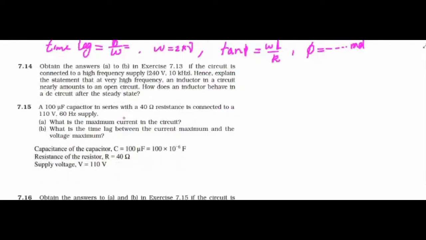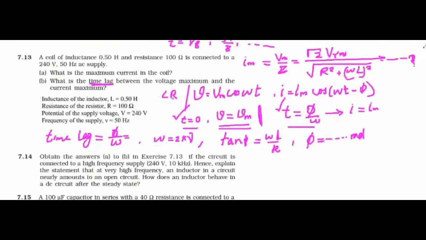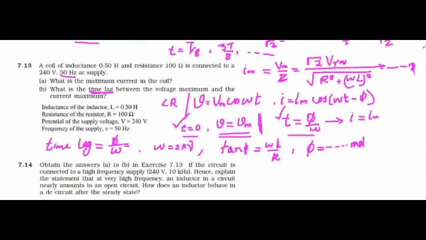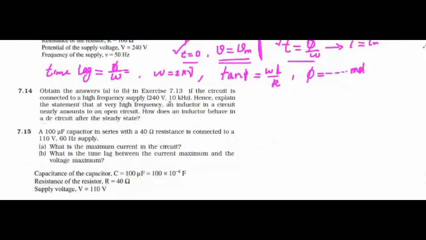Answers to A and B in exercise 30. If the circuit is connected to a high frequency, the difference we have to see in this question: here it is 50 hertz, while here it is 10 kilohertz frequency. So when you substitute that 10 kilohertz, at very high frequency, you have to show that the inductor in the circuit nearly amounts to an open circuit. So what is the meaning of that?